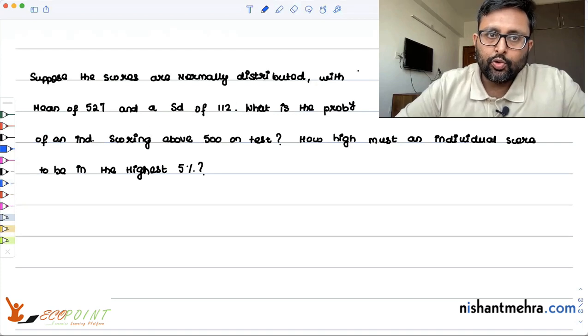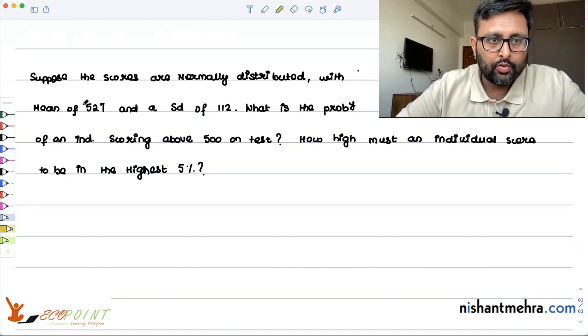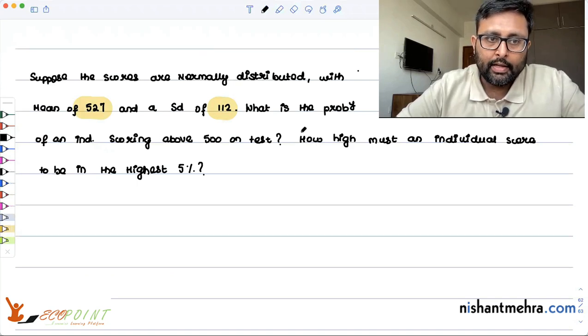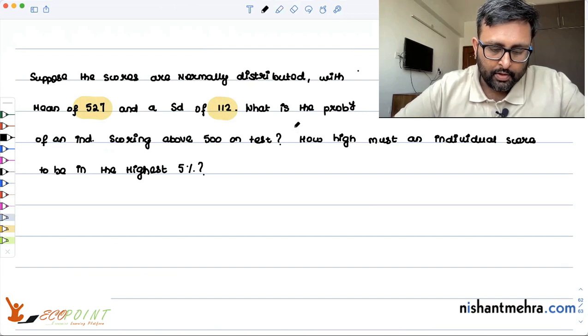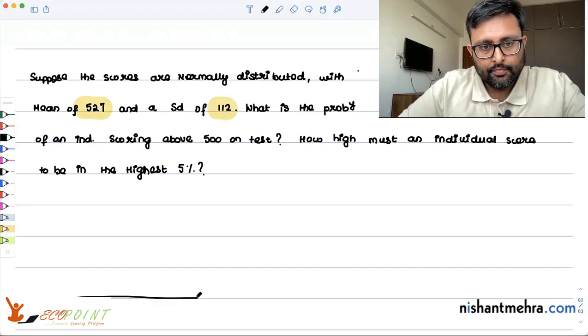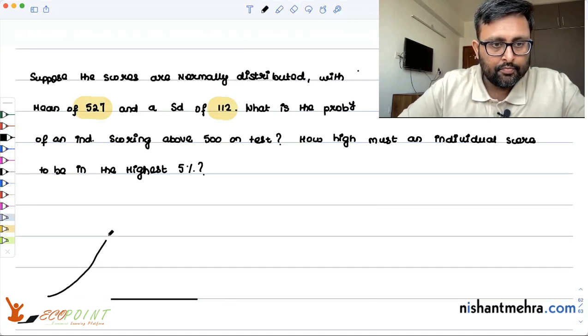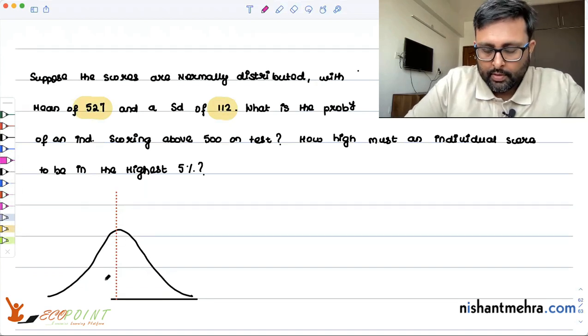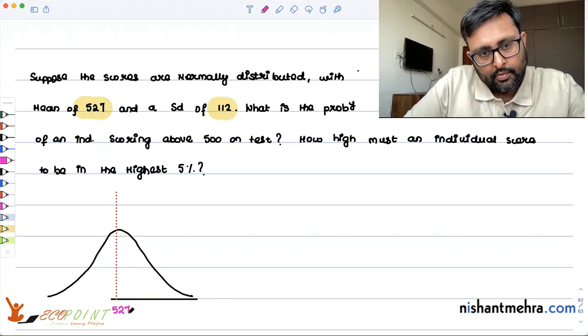So we have this question. Suppose the scores are normally distributed with mean of 527 and the standard deviation of 112. So it has a mean of 527 and a standard deviation of 112. What is the probability of an individual scoring above 500 on the test? And how high must an individual score to be in the highest 5%? So this is a normal distribution. Mean is 527.